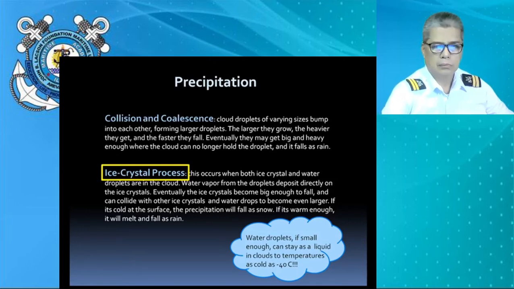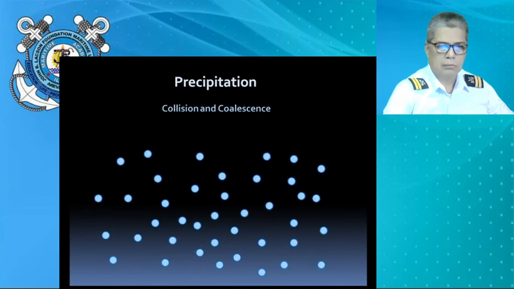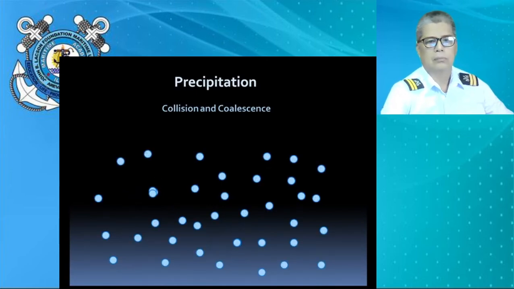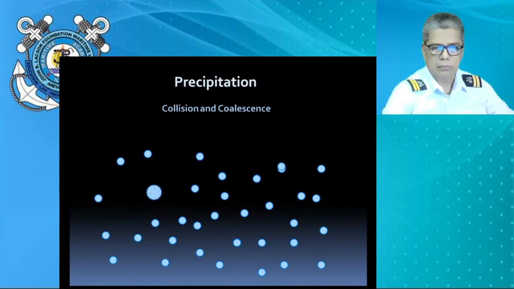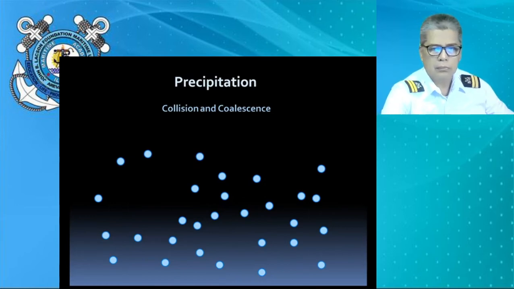Let's take a look at how the collision coalescence process works. The blue crystals represent cloud droplets. In this process, cloud droplets run into each other, forming even larger cloud droplets. Eventually, they become too heavy for the cloud to support, and they fall, colliding with other cloud droplets on the way down, becoming even bigger. Eventually, they will reach the ground as precipitation.